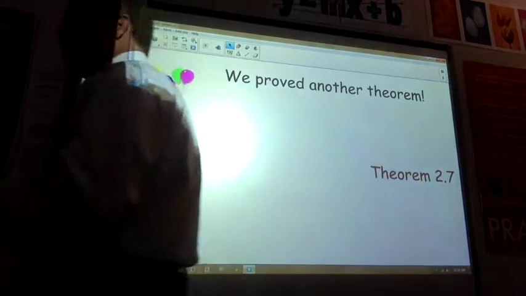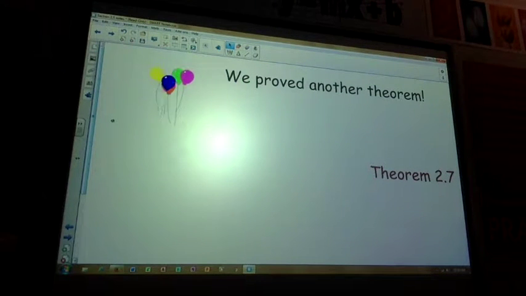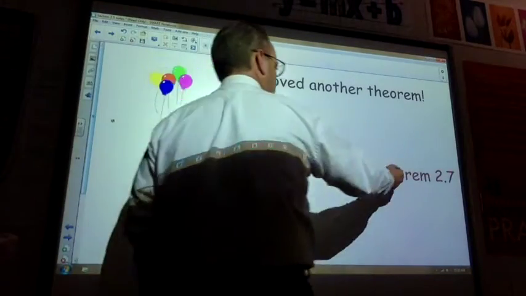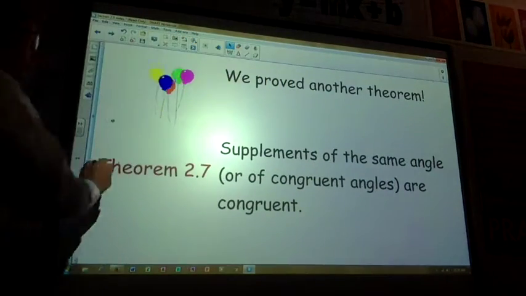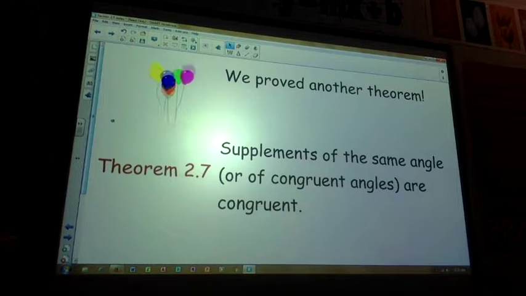There we go. I knew there was a sound bite in there. We just proved another theorem. So, theorem 2.7. Supplements of the same angle or congruent angles are congruent.